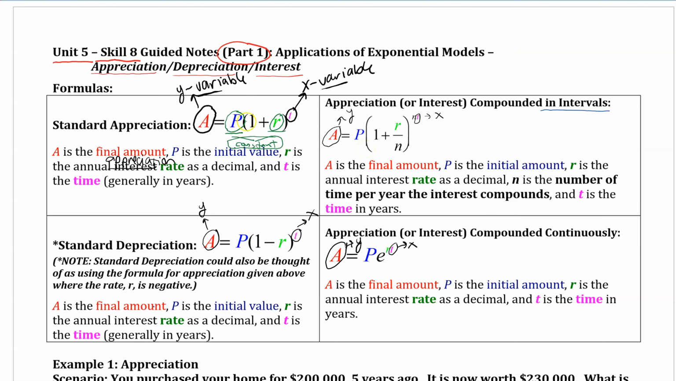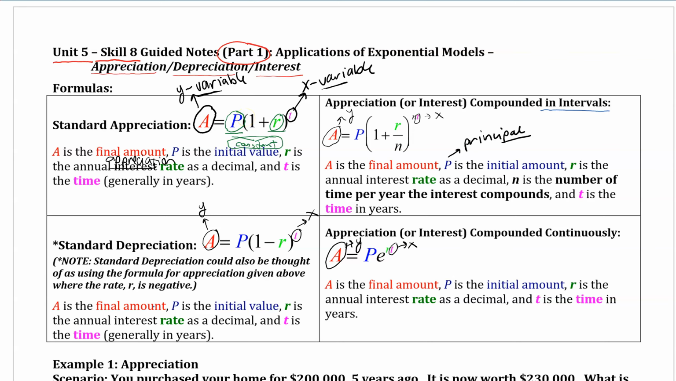We've always got the right side starting off with the letter P. So we always begin with the initial amount. So P stands for principal, okay? Principal, which is another way of saying what you are beginning with, the starting amount, the initial amount. The equations always begin with that. What was the initial amount? We always begin with P for principal or initial amount.